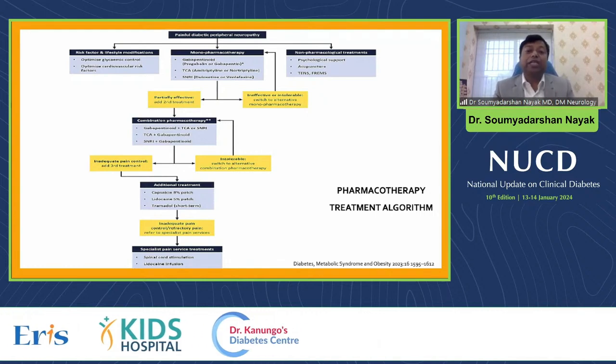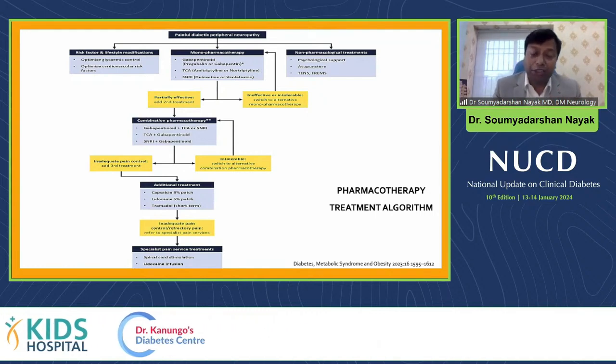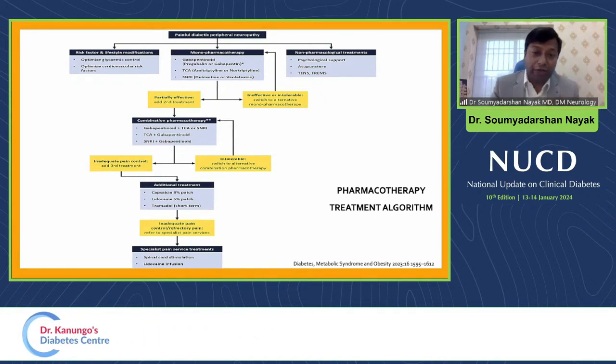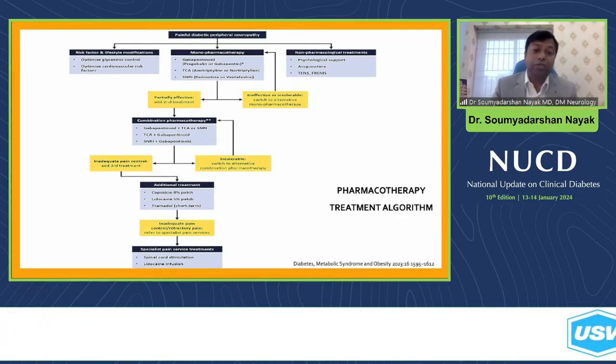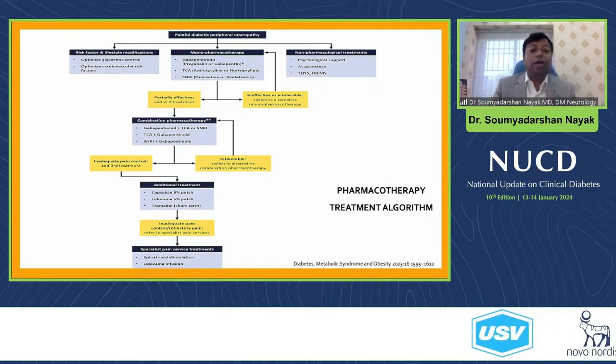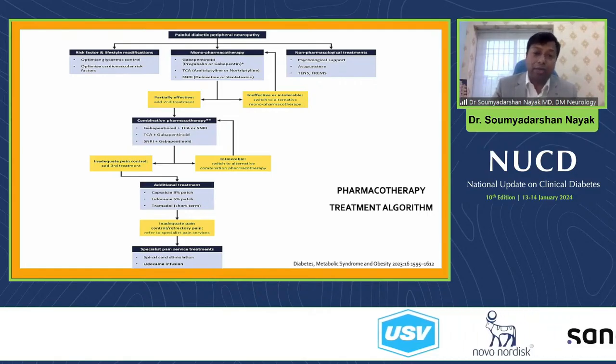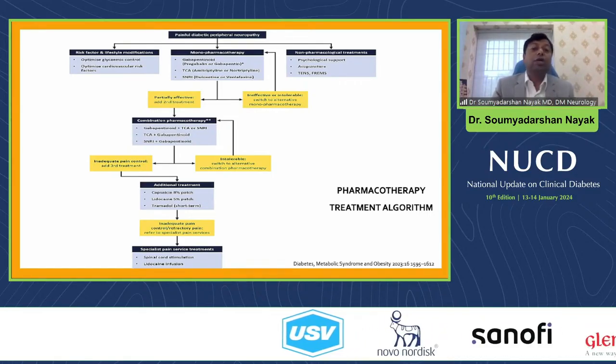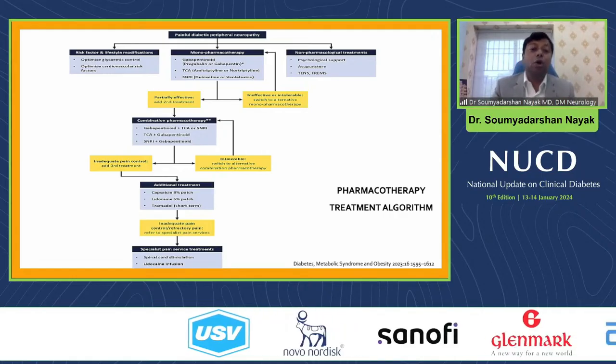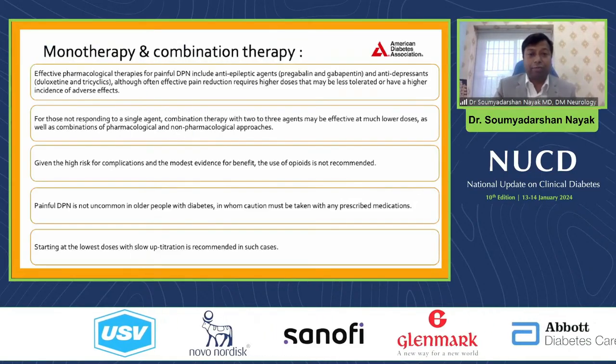And if the patient has partial effect, now you have to give adequate time for titration, at least 2 to 4 weeks, and you have to look if there is inadequate pain control. This is the time you switch to alternative or go for a combination therapy.